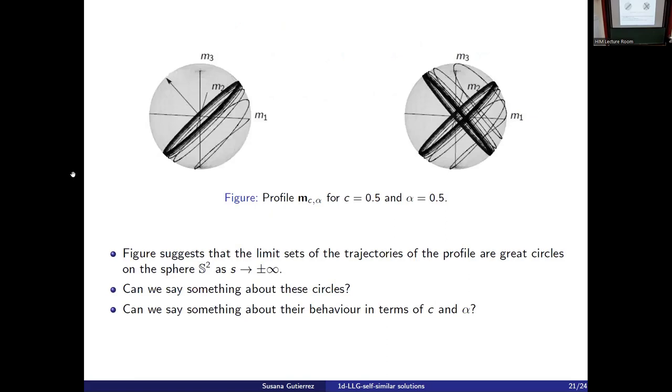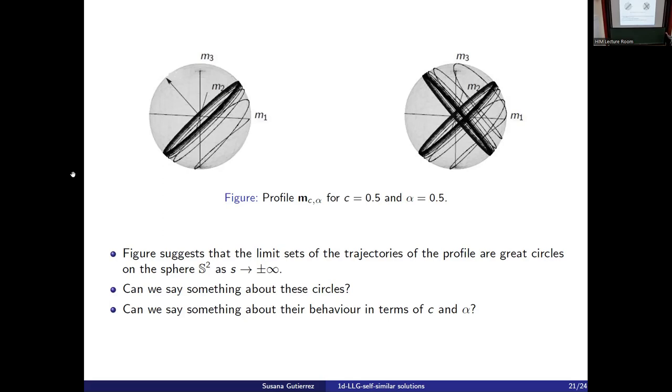We want to show some pictures. This is the profile for self-similar shrinkers, for a particular value of C, C0, and alpha, with a typical value between 0 and 1 being 0.5. The first graph contains the values of the profile when s is positive, and the second graph contains values of the profile for s positive and negative. What we observe is that the figure suggests that the limit sets of the trajectories of the profiles are great circles, meaning circles that lie on a plane passing through the origin, as s goes to infinity.